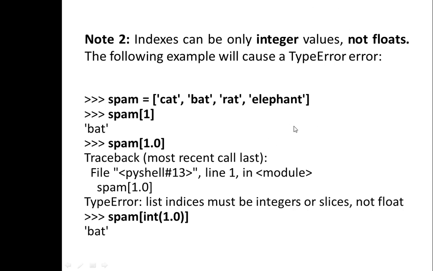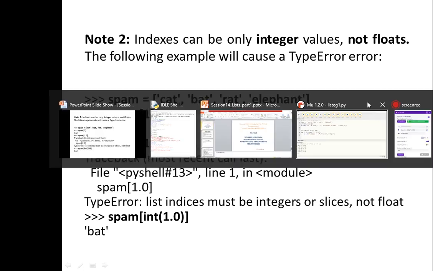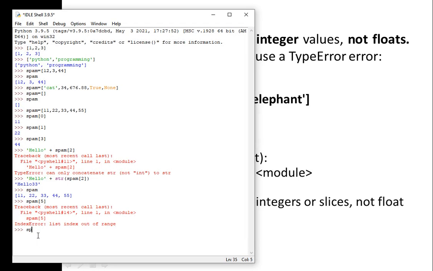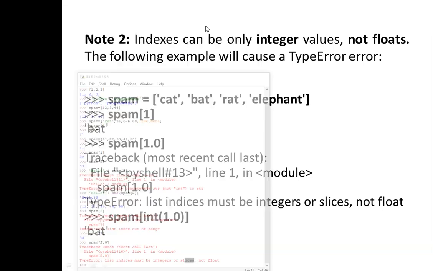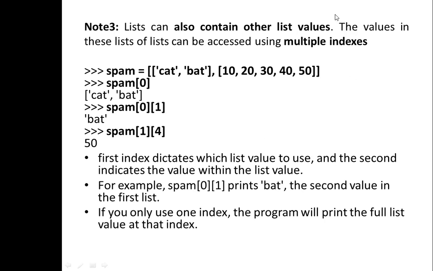Let's see the next case. Can I use index value as a float? We have seen here if I give spam[2], 2 is an integer. Can I give instead of that 2.0? No, it will give you an error saying that indices must be integers or slices but not float. We will see the slicing concept in the next session. Now, can we have multiple indexes? In the sense, can I have a list within a list? So let's see this example.